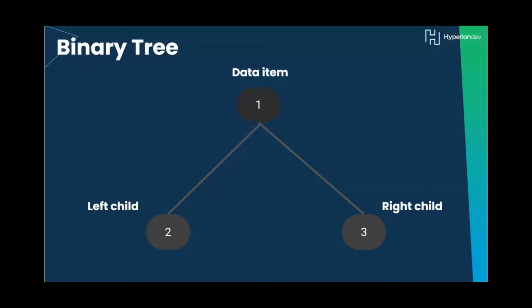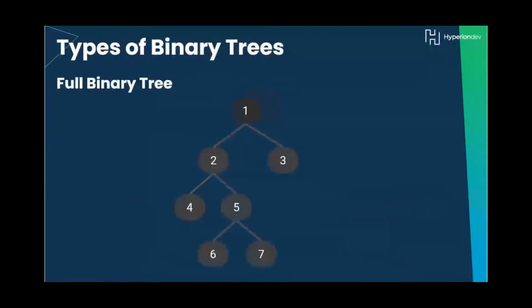There are also different forms of a binary tree. The first one we're going to have a look at is a full binary tree, which is a special binary tree in which every parent node or internal node has either 2 children or no children.